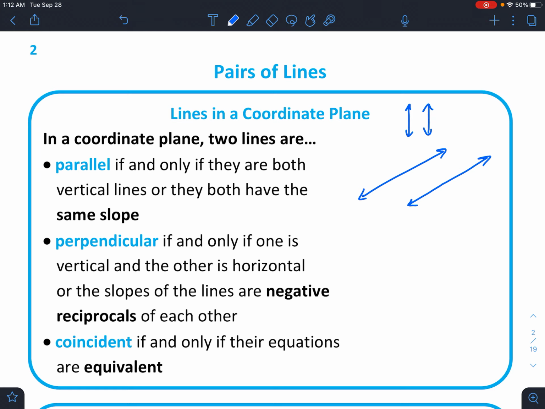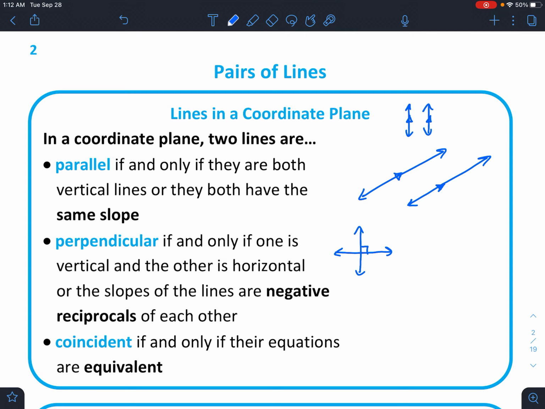And then they're perpendicular if and only if one is vertical and the other is horizontal. So that would look like this. And typically you would see a little line like this. Oh, I forgot to show, to show that two lines are parallel, you can draw little arrows on both of them going the same direction. And that way we know that those are parallel. Okay, we could probably do that up here too.